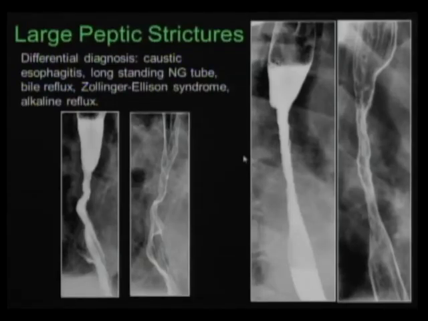Very rarely, you can have large strictures due to reflux esophagitis. This is uncommon. When you see a large peptic stricture, okay, and you are not sure if this is a reflux esophagitis, you can mention some differential diagnosis, maybe like severe acid reflux, like in Zollinger-Ellison syndrome, caustic esophagitis, long-standing NG tube, bile reflux, or alkaline reflux in patients after gastric surgery.